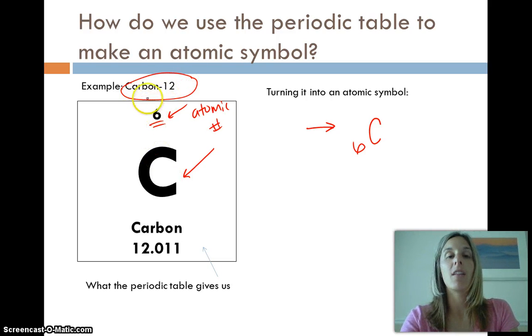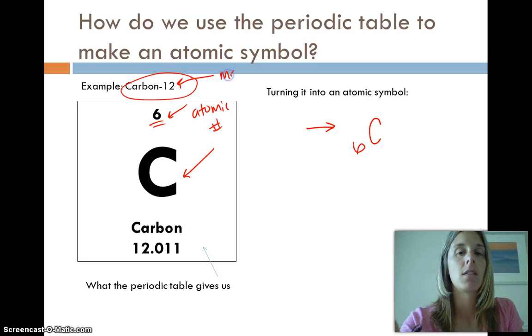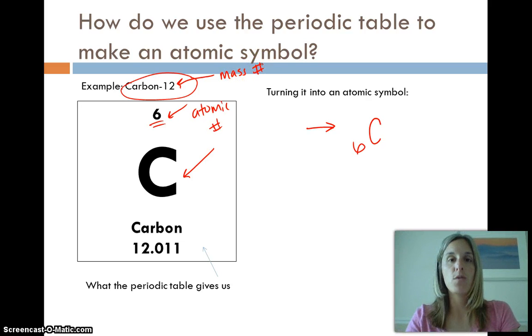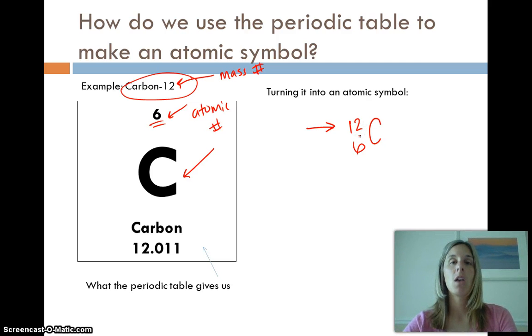We've given you the element name carbon 12. What this number 12 on the back means is the mass number. So if you see an element name with a number on the back, that mass number just gets copied right on top of your atomic symbol. So now we have the mass number on top, the atomic number on the bottom, and the element symbol on the side. And you can answer a whole bunch of questions based off this atomic symbol.